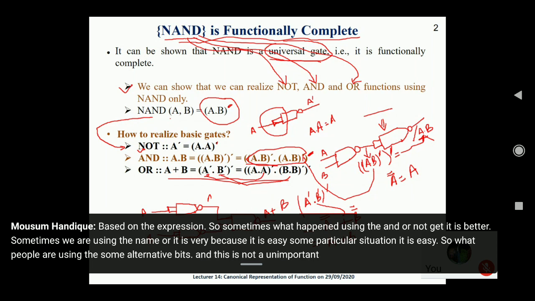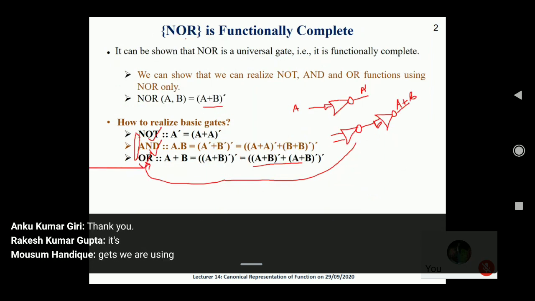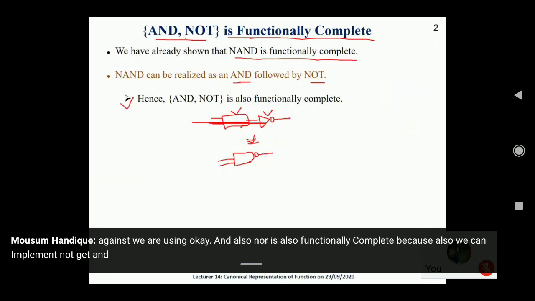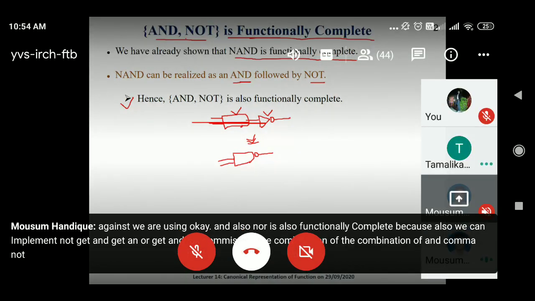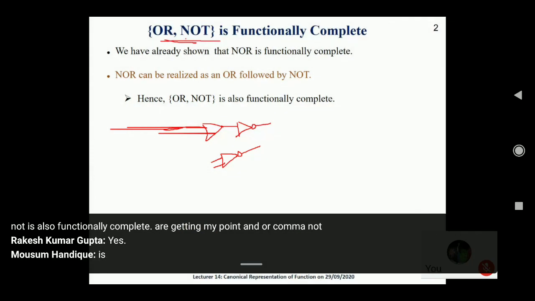Yes, sir. And NOR is also functionally complete, because we can also implement the NOT gate, AND gate, and OR gate with it. And the combination of AND, NOT is also functionally complete. Are you getting my point? And OR, NOT is also functionally complete.